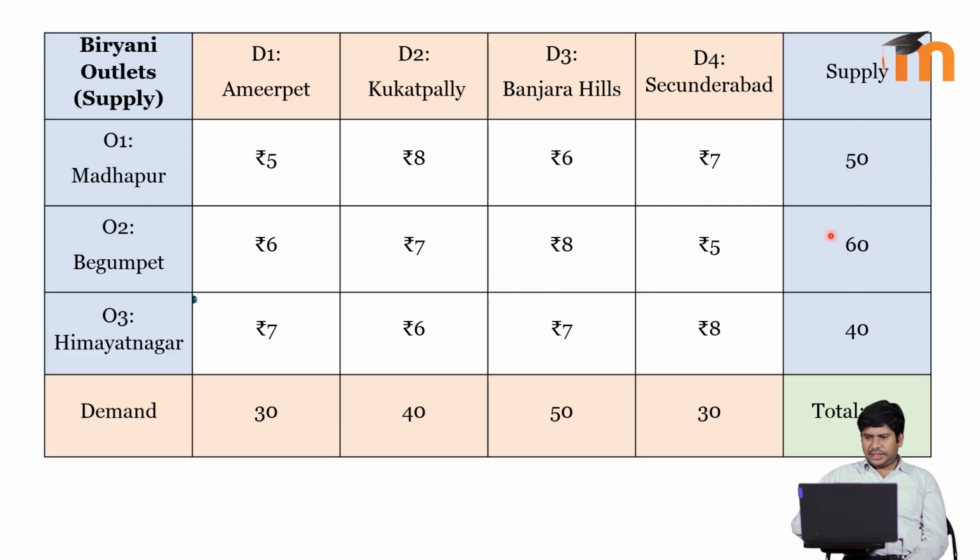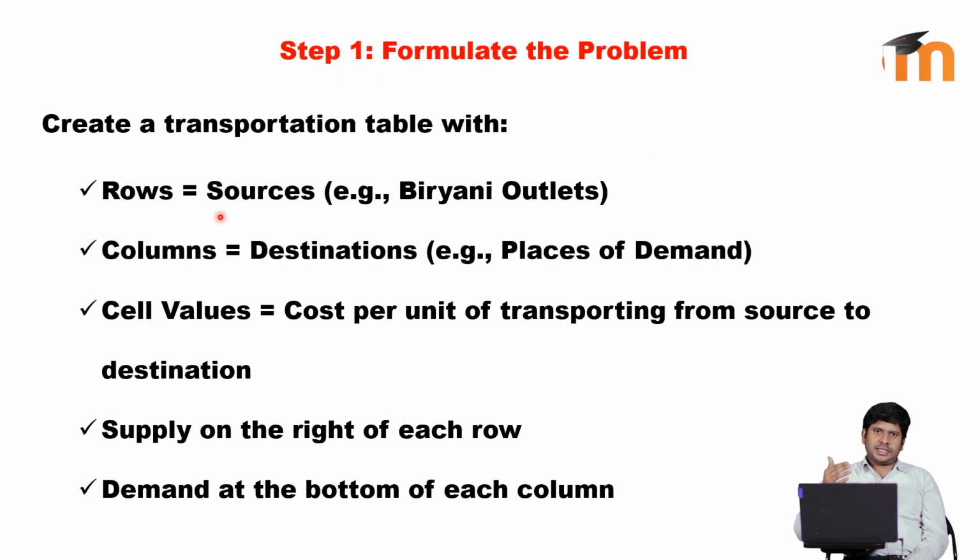From these 3 outlets, how much can they supply? From Madhapur they can supply 50 orders, from Begumpet 60, and from Himayat Nagar 40. Right? All together the total supply is 150 and the total demand is 150. This is called satisfying the demand and supply constraints. The supply and demand should be equal. This is the first step.